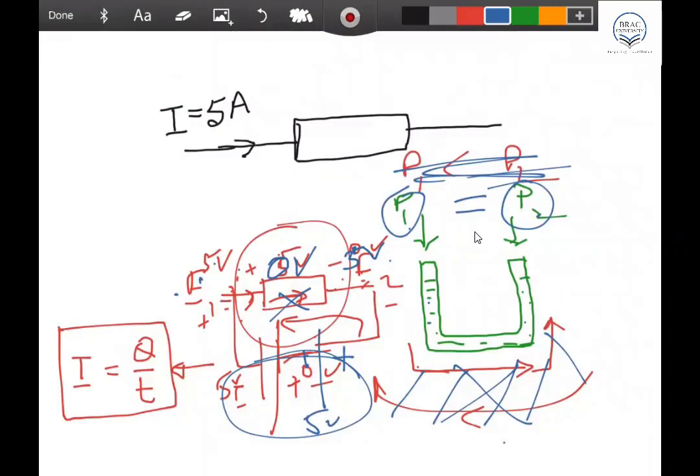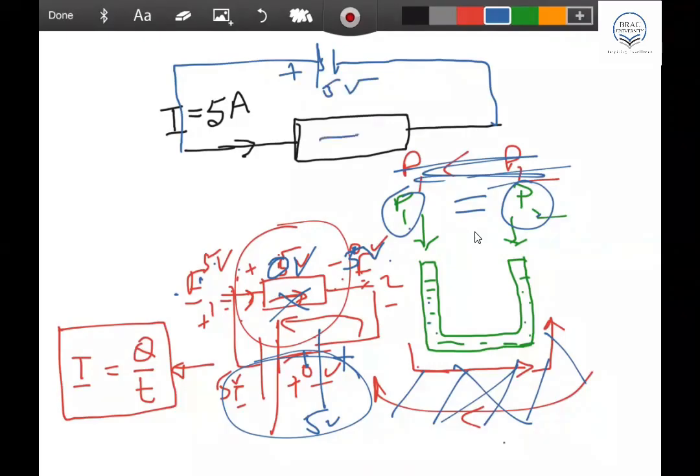If you connect the battery like this, this is plus and minus, higher potential, a 5 volt battery, say. So the current will flow this way, right? This is plus and this is minus, higher potential.